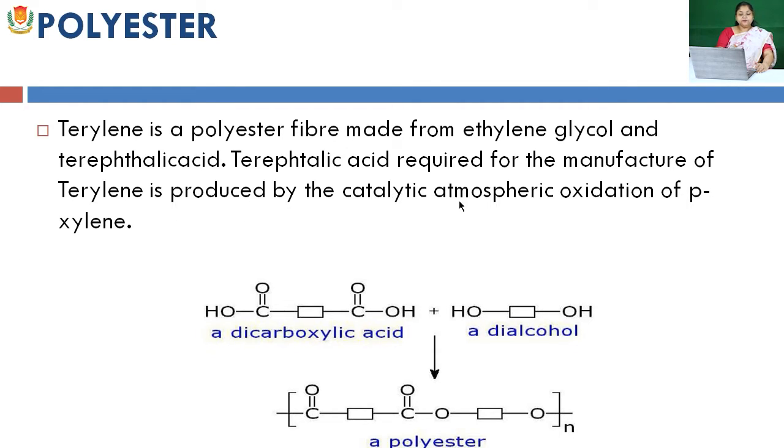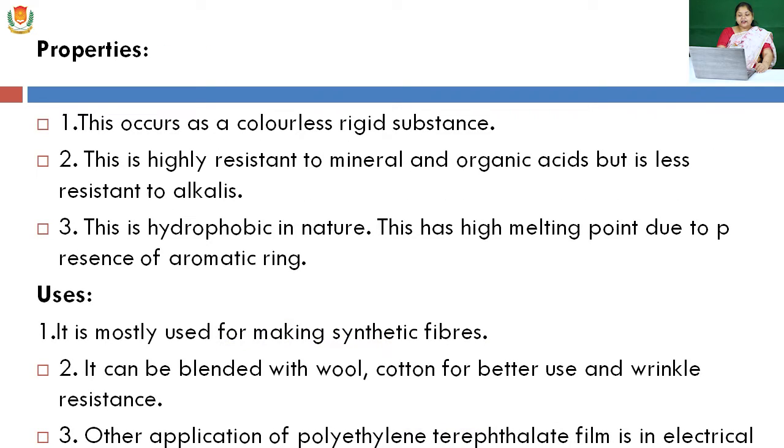Now polyester. Terylene or polyester is a fiber which is made of ethylene glycol and terephthalic acid. Terephthalic acid required for the manufacturing of terylene is produced by catalytic oxidation of paraxylene. It is a linear polymer, and this is the basic reaction of terylene manufacturing.